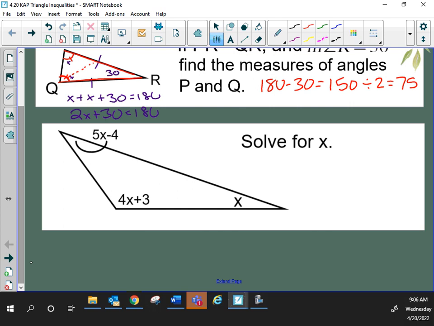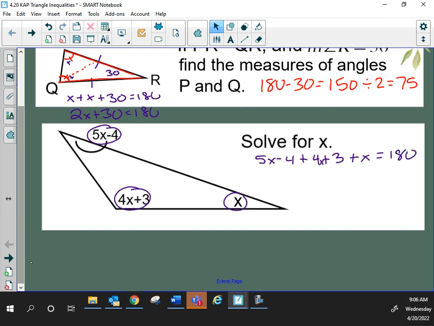I'm going to do it in a little bit different order, but it's going to be the same thing. So I see a triangle, and what do we know about the angles of a triangle? They add up to 180. So I'm going to take this expression plus this expression plus that, and say those three added together equal 180. So 5X minus 4 plus 4X plus 3 plus X, all of that equals 180. If it helps you to group things, that's also fine.